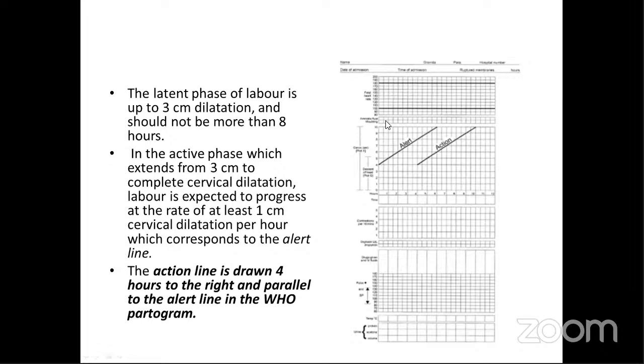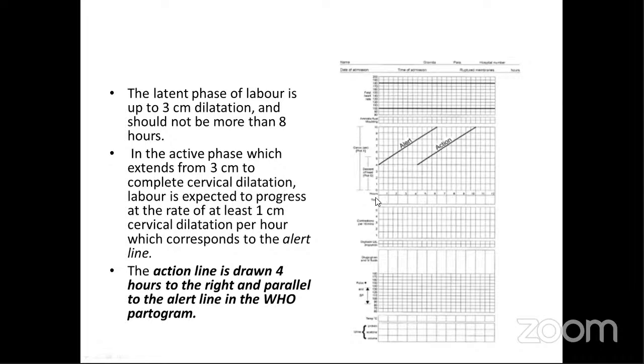So remember, mainly the partogram is started once the patient is in active phase of labor, that is after 4 centimeters of dilatation. And we have to record the cervical dilatation. First, we have to draw 2 lines, that is from the 4 centimeters, the alert line, and 4 hours later, we draw the action line.